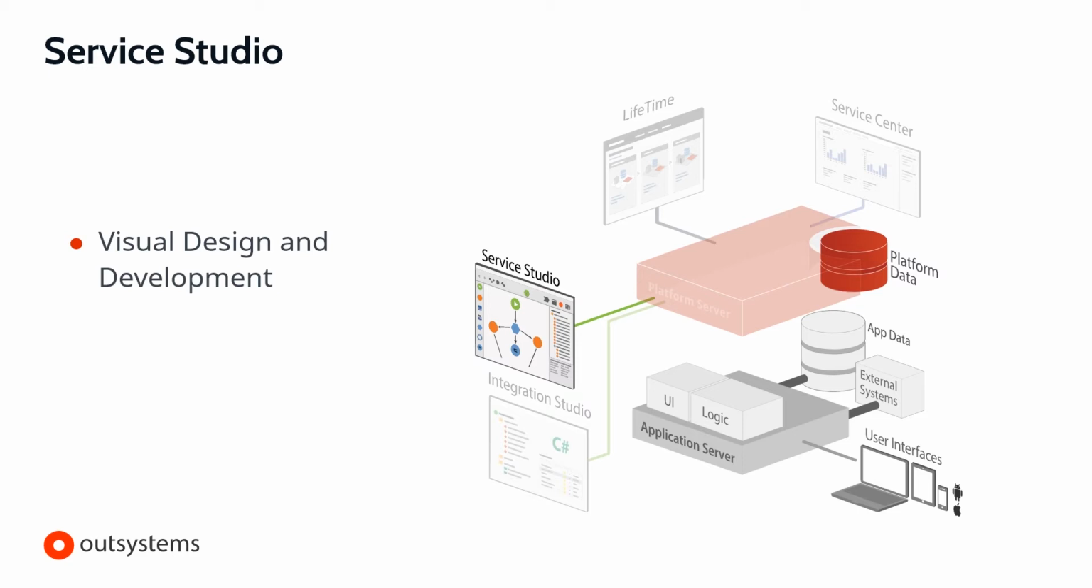Each version of those applications will be stored in the Platform Data database. The platform server will then compile and generate optimized code for those applications and deploy them to a standard application server. The application server uses traditional databases and external systems to run the applications you've created.